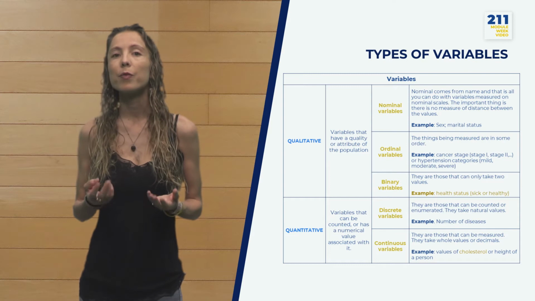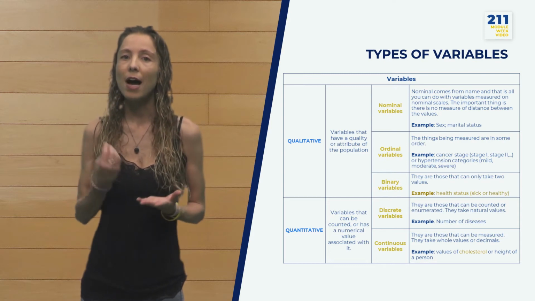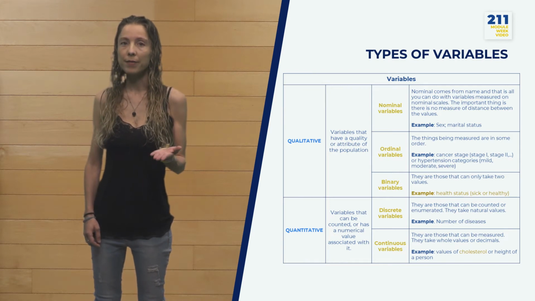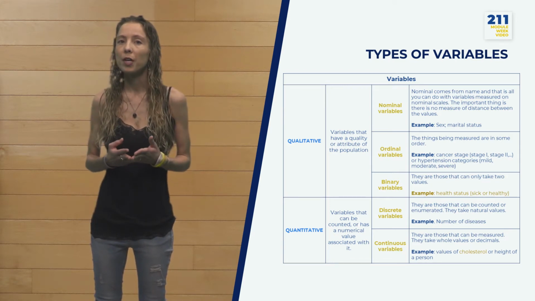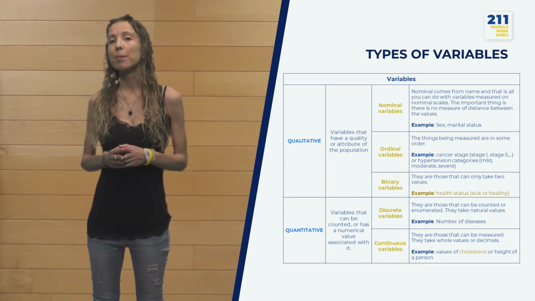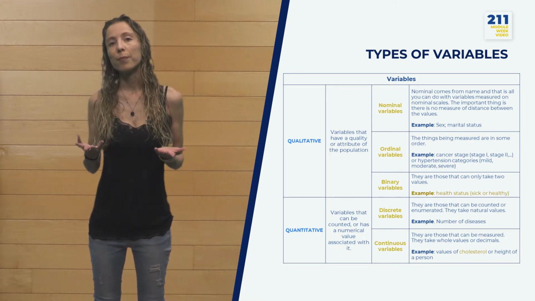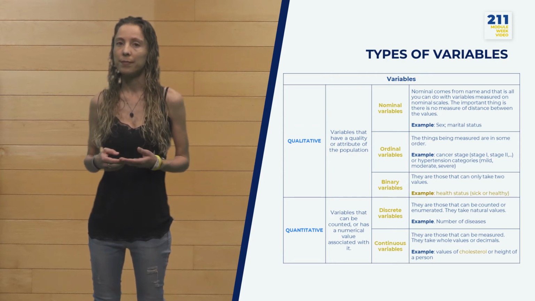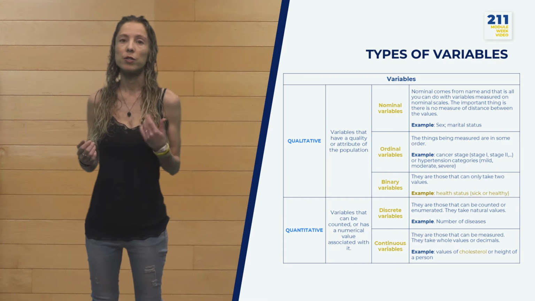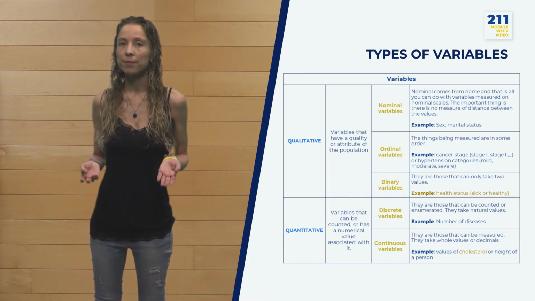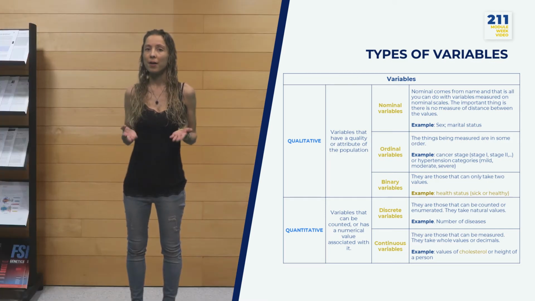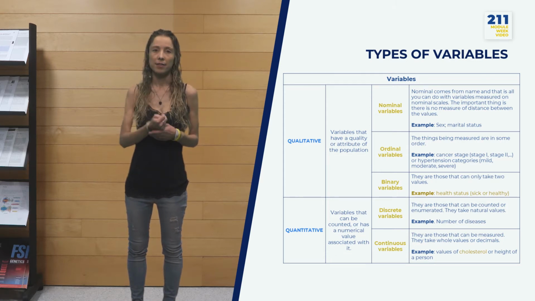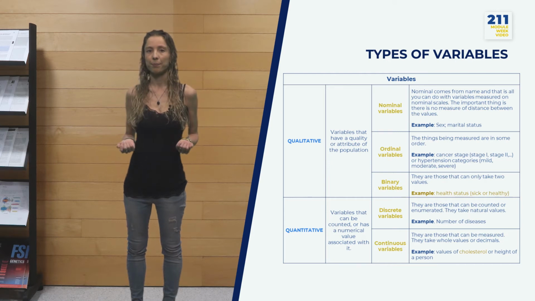Qualitative variables are those that have a quality or attribute of the population. Within this type of variables, there are nominal variables, when there is no natural ordering among the categories, for example, gender, eye color. Ordinal variables, when things are measured in some order, such as cancer stage, student scores, or hypertension categories. And finally, binary variables, those that can only take two values, for example health status, sick or healthy.